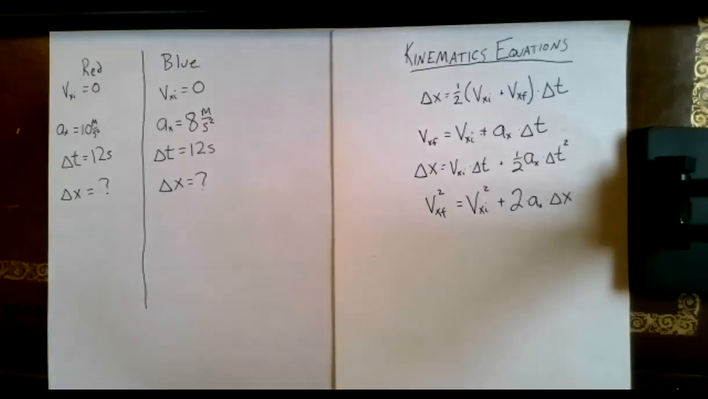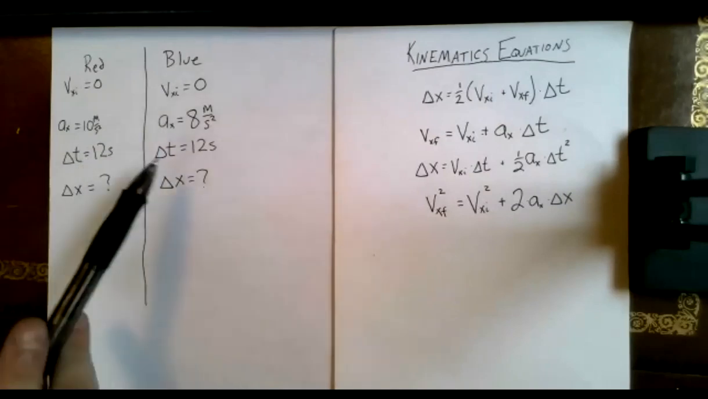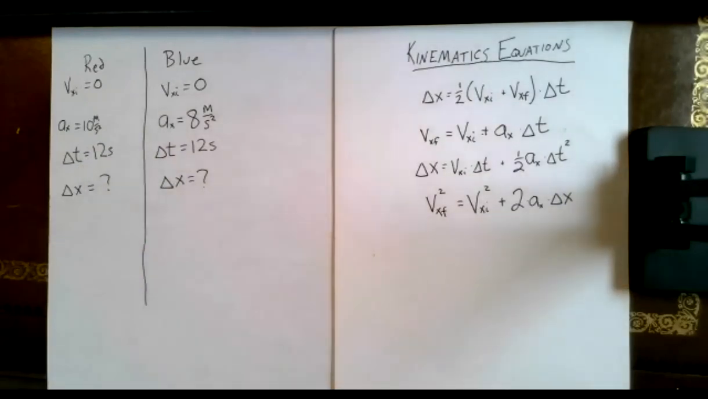Okay, so what we've got is givens and unknowns for each of the 2 cars, the red car and the blue car. We want to find delta x for each of them. And since they both have the same symbols, we're looking for VXI, AX, delta t, and delta x. It's going to be the same equation for each of them, and it's going to be rearranged the same for each of them. We just need to pick out which equation to use. So does anybody see which equation I want to use if I have the symbols VXI, AX, delta t, and delta x?